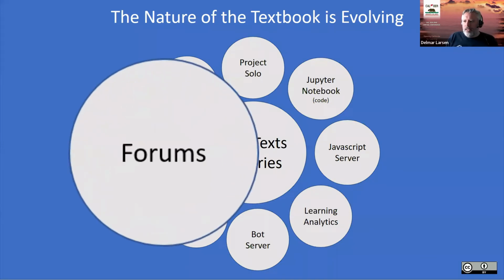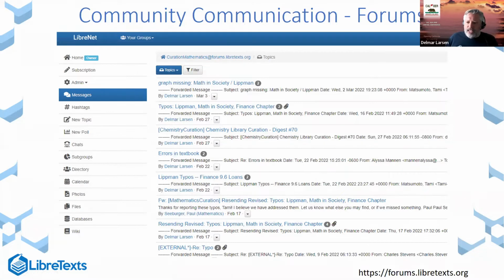Not lastly, but now is the forums. So I mentioned communication as a key aspect behind how we operate. We have two types of communication pathways. One is our forums. Each library has a community forum and a curation forum. The curation forum is meant to address issues. For example, here's the curation forum for our math library. People come up and say, well, this is missing a library.